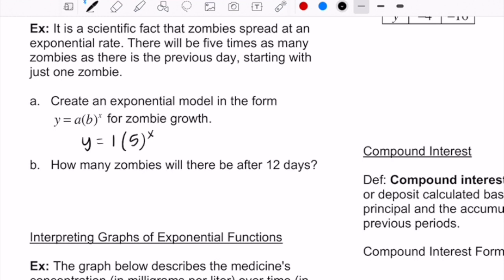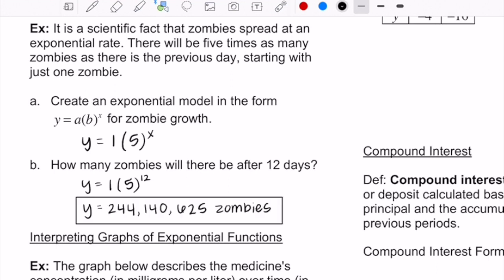In the next part of the question, it asks us to figure out how many zombies would there be after 12 days. So I'll plug in a 12, and I'll use a calculator to evaluate that. So after 12 days, there would be 244 million zombies if they grew times 5 each day. So exponential functions often grow very quickly.